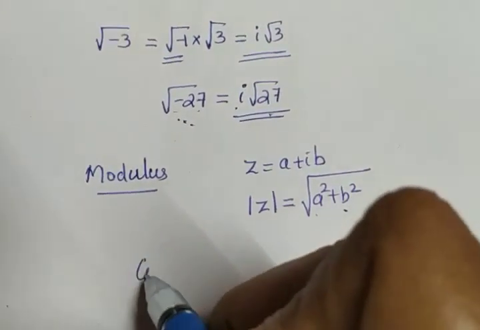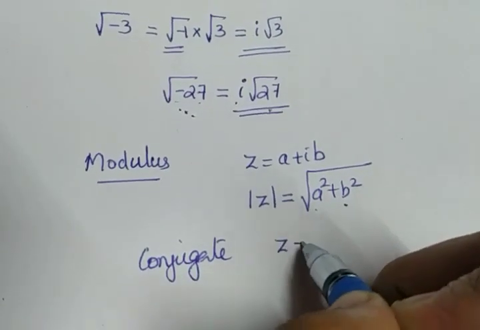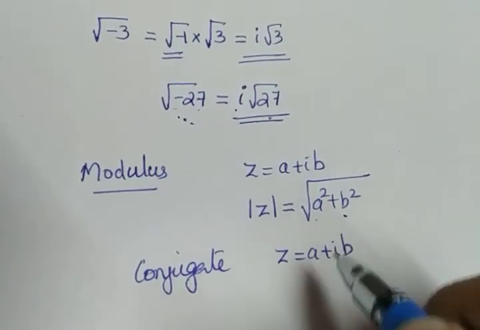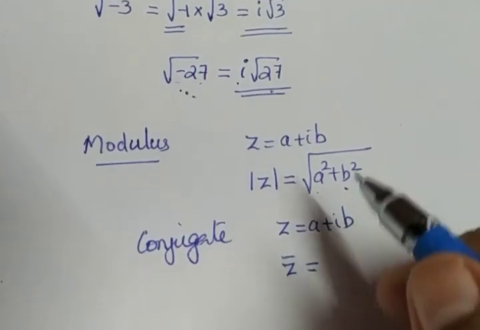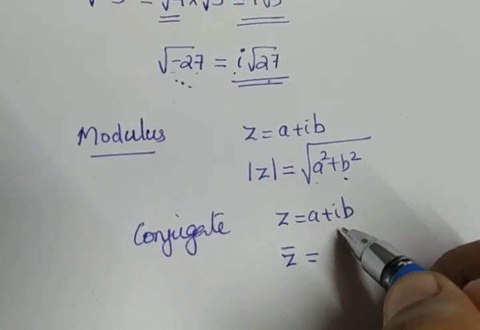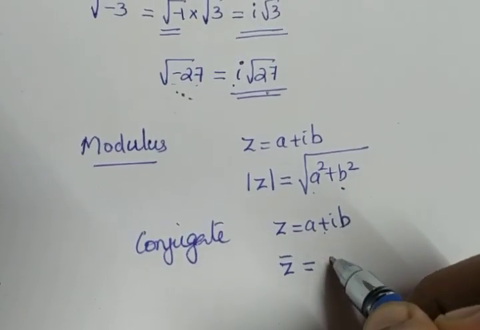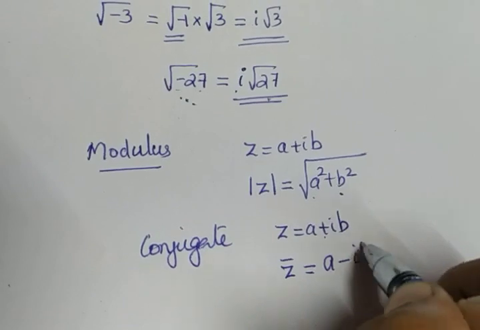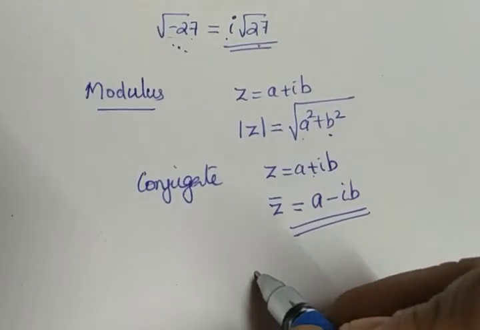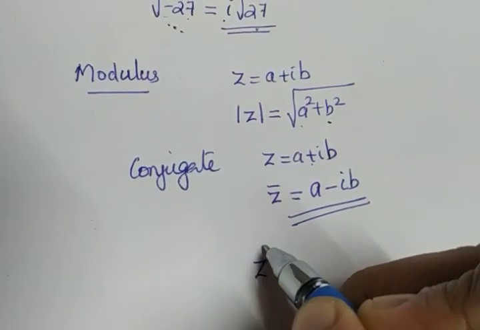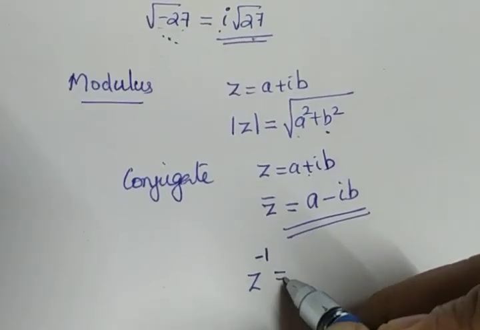The next topic we dealt with was the conjugate. What is the conjugate? If I am taking the complex number as a plus ib, its conjugate is written as z bar, and the conjugate is given by changing the sign of the imaginary part. Here the imaginary part is positive, so if I change the sign, I will get a minus ib. So the conjugate z bar is a minus ib. To find the inverse of a complex number, the inverse is represented as z raised to minus 1. We have a formula.